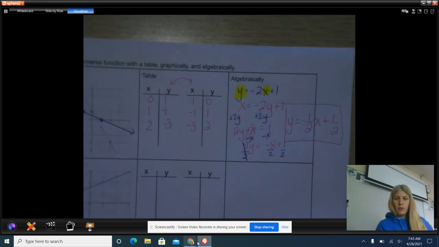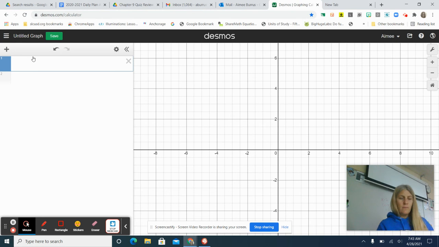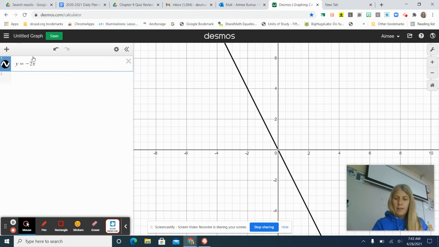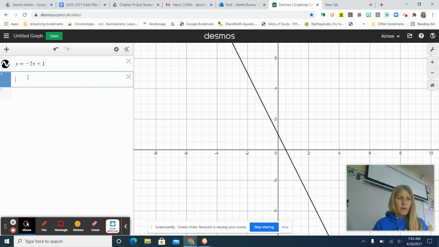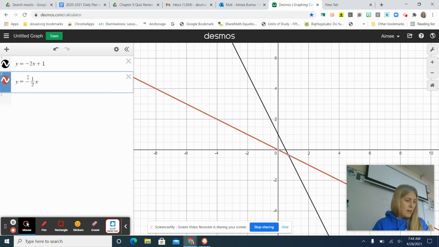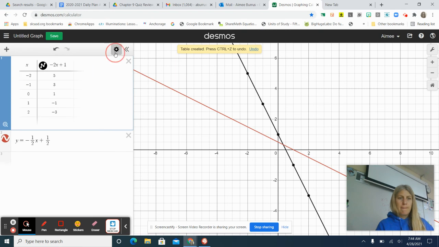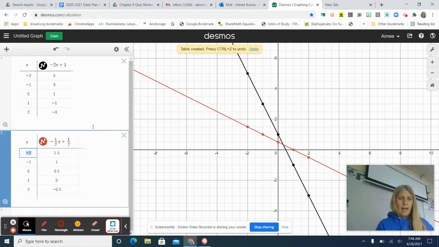And then we're going to double check that on Desmos. Our original equation was y is equal to -2x plus 1. And our inverse equation is y is equal to -1/2 x plus 1/2. And another way for you to check to make sure that you did it correctly is you can convert both of them to tables like that. And as you can see, they are opposites of each other.